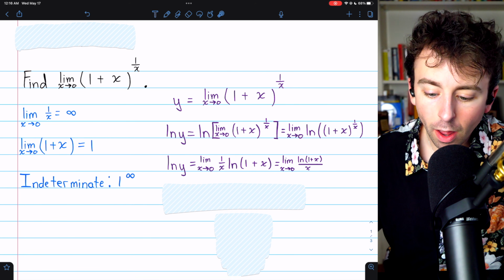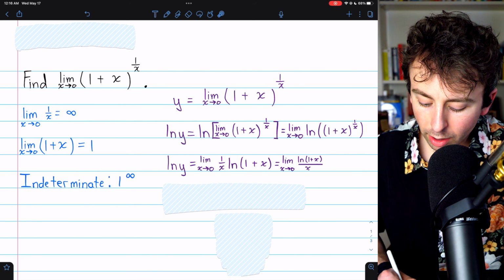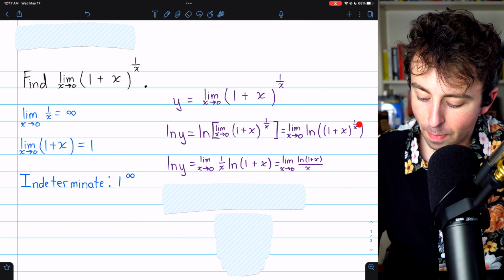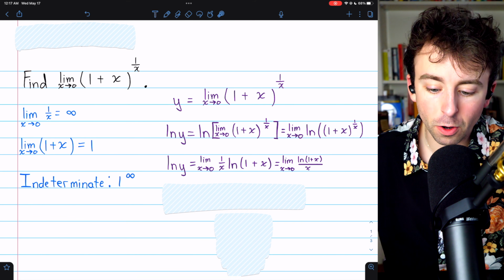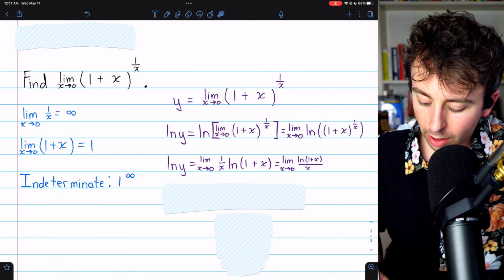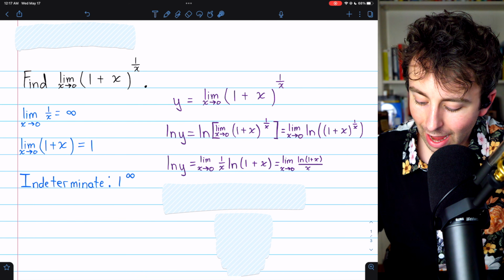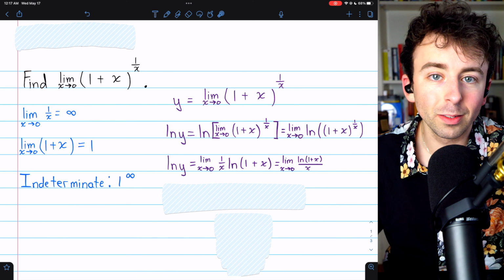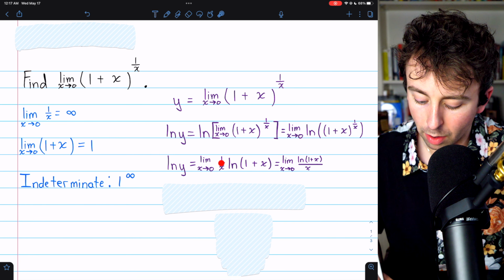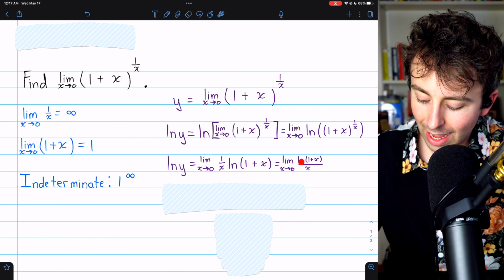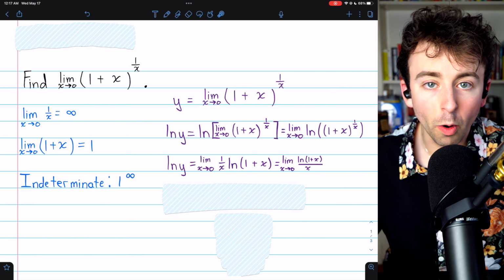So applying that log rule, we have that the natural log of y equals the limit as x approaches 0 of 1 over x, the power that we brought down as a factor, multiplied by the natural log of 1 plus x. But then we could just write this as ln of 1 plus x over x, right? Because we're multiplying by 1 over x. So let's just bring the ln into the fraction and write it as ln of 1 plus x over x.